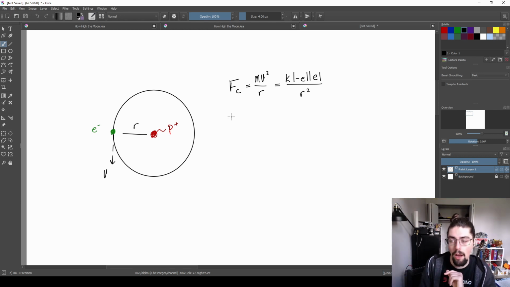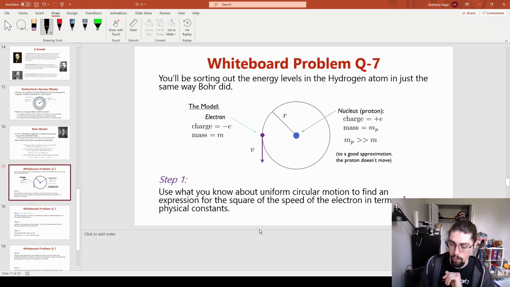We're looking to solve for v squared. So we move r to the other side, we move m to the other side. What we get is v squared equals k e squared divided by m times r. Okay, so far so good.